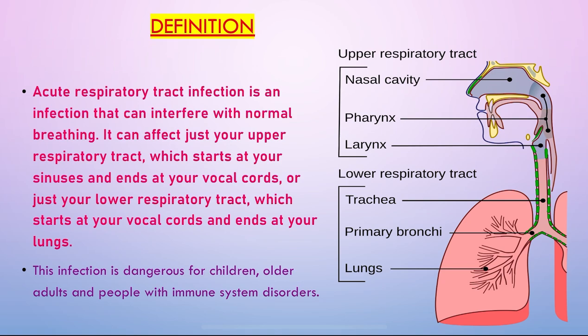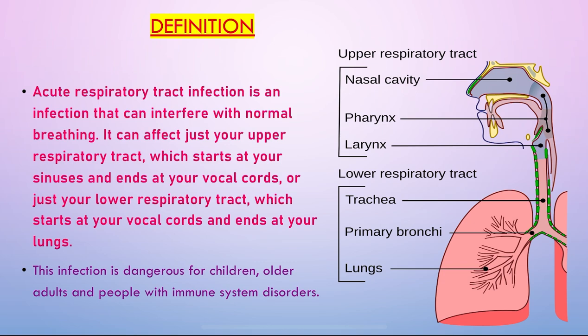Acute respiratory tract infection is an infection which interferes with normal breathing. This respiratory infection obviously is going to affect our breathing. It can affect just your upper respiratory tract, or it can also affect your lower respiratory tract. So we need to know what comes under the upper respiratory tract and the lower respiratory tract.